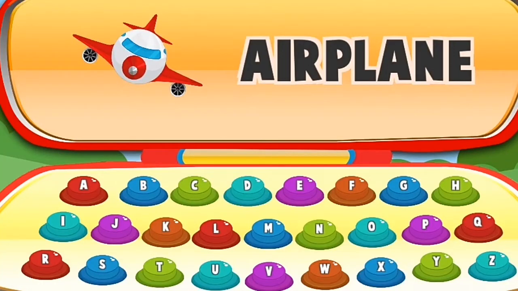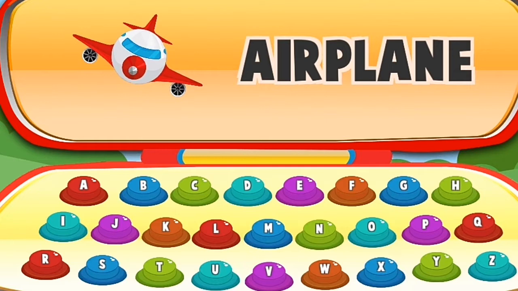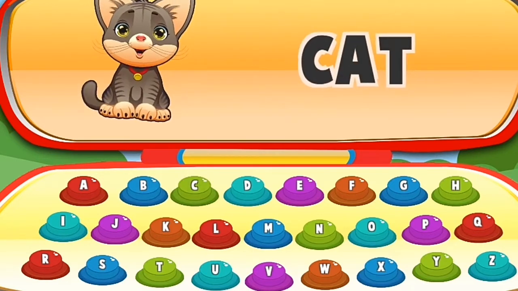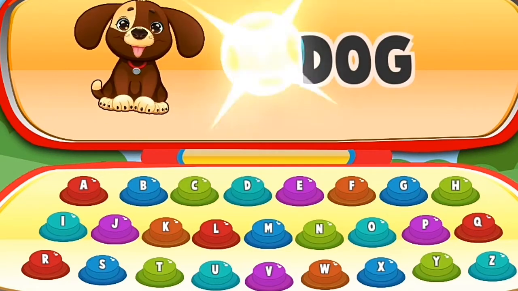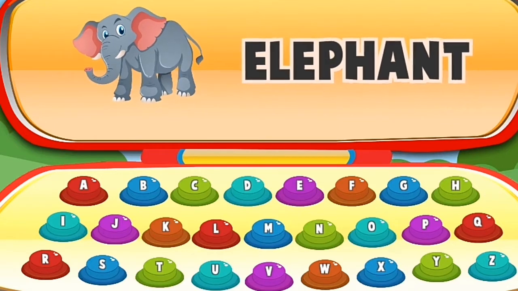Let's learn ABC. A for aeroplane. Aeroplane. B for boy. B-O-Y, boy. C for cat. D for dog. D-O-G, dog. E for elephant.